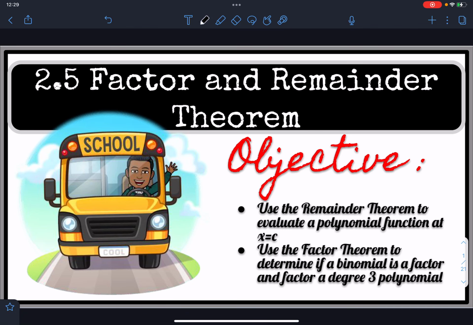This is lesson 2.5, factoring: the factor and remainder theorem. You will learn to use the remainder theorem to evaluate a polynomial function at x equals c, and you also use the factor theorem to determine if a binomial is a factor, and use that to completely factor a degree 3 polynomial.